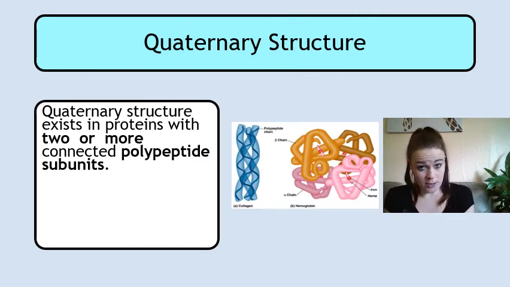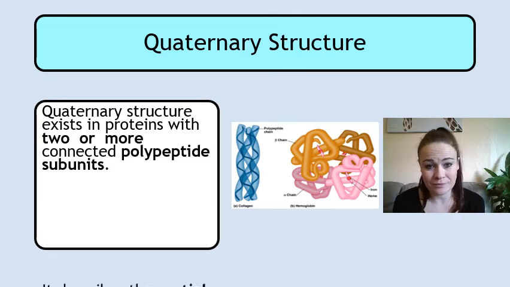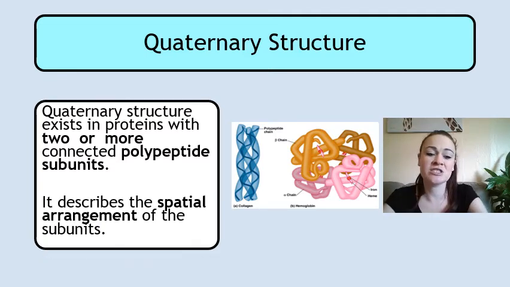Now the last type of structure is the quaternary structure, and not every protein has this. Only a small group of proteins have this. Proteins that have two or more polypeptide units will have a quaternary structure. And this describes the spatial arrangement of our units. Now if we look at this diagram, in our collagen here, we have three polypeptide chains sort of weaved together. That's a quaternary structure.